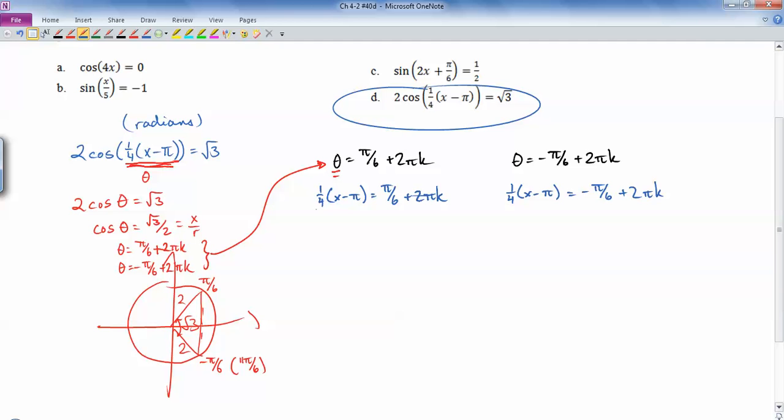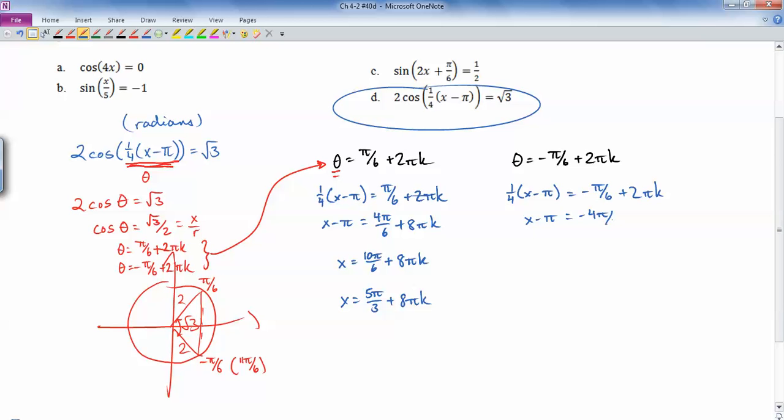So I'm going to multiply both sides by 4. x minus pi equals 4 pi over 6 plus 8 pi k. And then I'm going to add pi. If I add pi, this turns into 10 pi over 6 plus 8 pi k. And then I'll simplify a little bit. This becomes 5 pi over 3 plus 8 pi k.